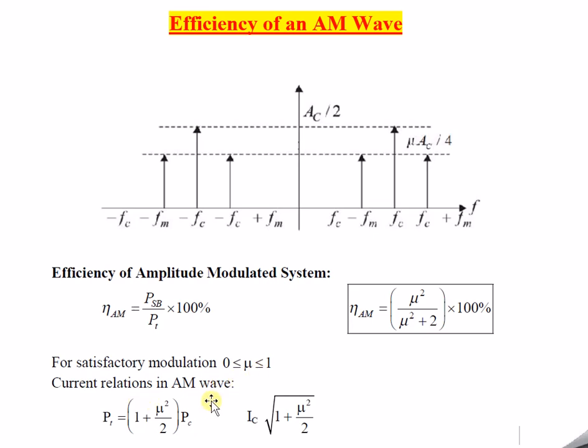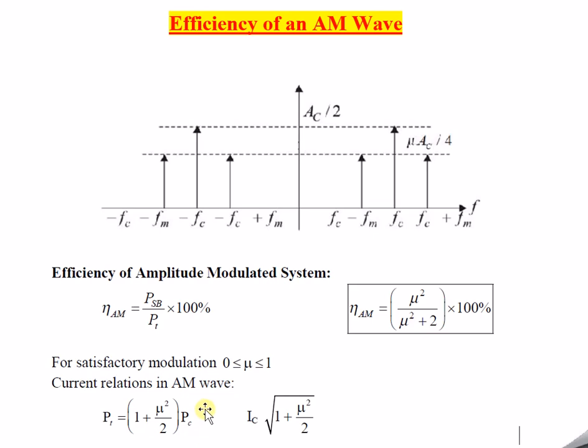Now, current relations in an AM wave: how to calculate them. Let us go a little bit more inside. Current is also calculated in an AM wave, and sometimes questions are asked with respect to current calculation in AM wave generation. Current calculations can be done very easily. PT equals (1 plus mu square by 2) into PC. This is already derived in the previous session. Please refer to the previous session.